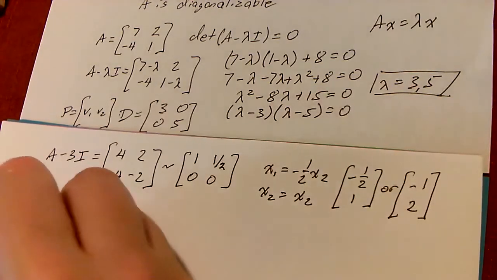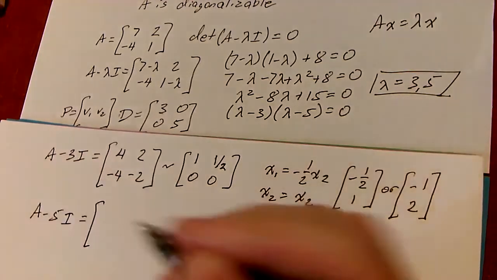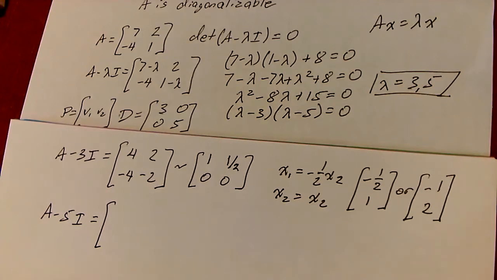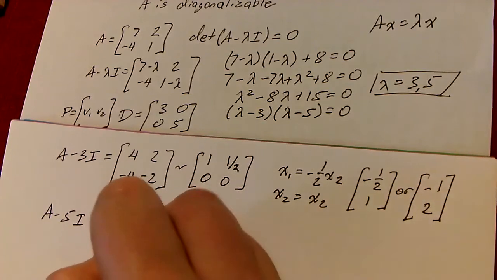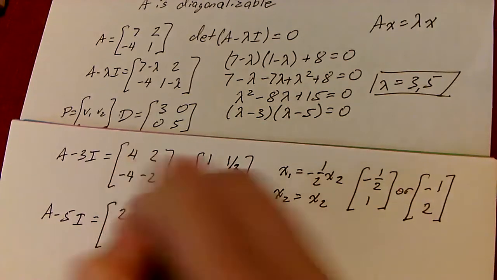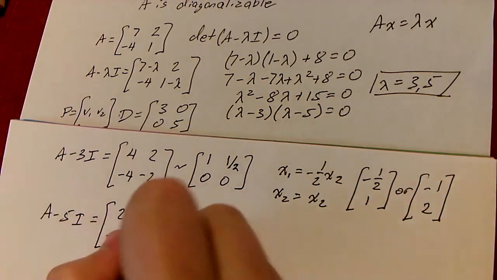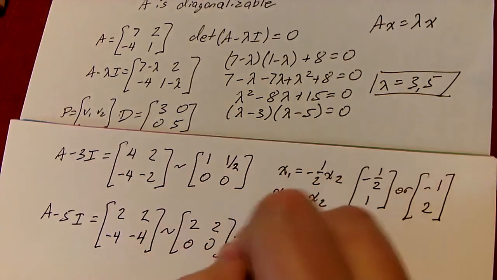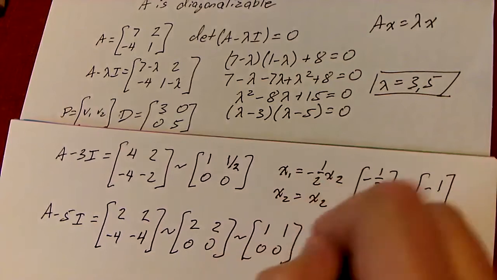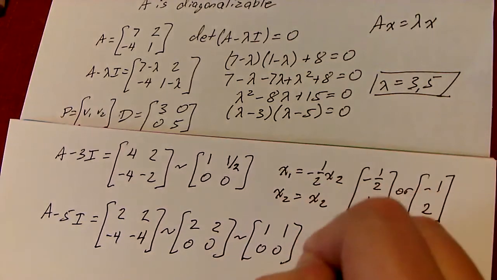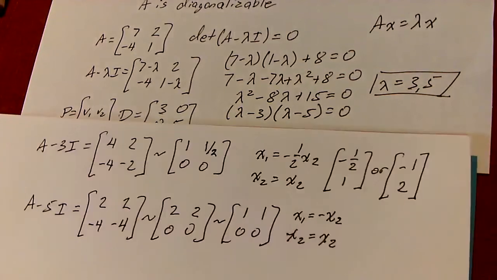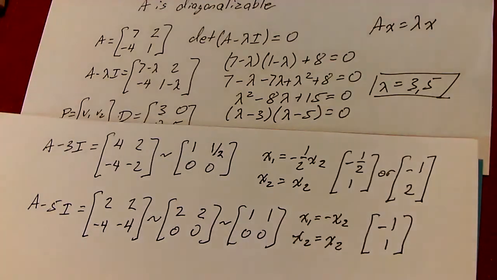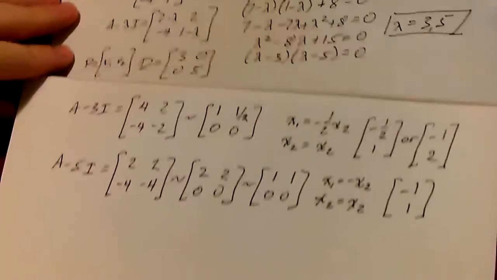Okay, so we're going to go on to A minus 5I now. So I'm going to have 7 minus 5 is 2. 1 minus 5 is a -4. Gets me 2 and -4. I quickly get that to 2, 2, 0, 0, which then I can scale to 1, 1, 0, and 0. So I have x1 is equal to -x2, and x2 is a free variable. So my vector then should be -1, 1. Okay, so I've got my two eigenvectors, I've got my eigenvalues.